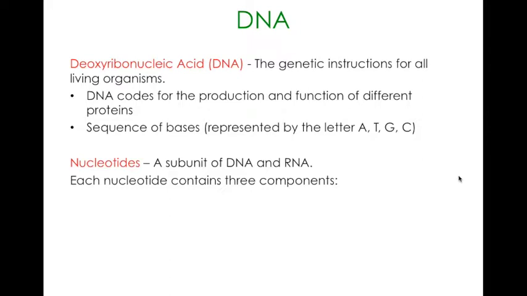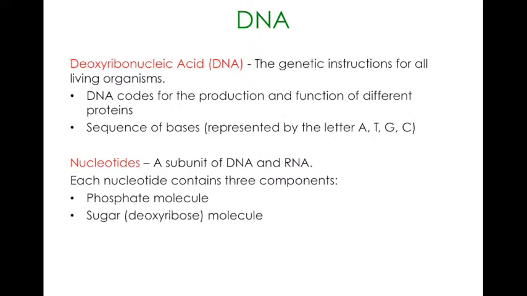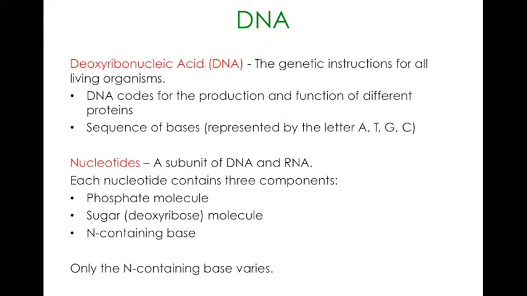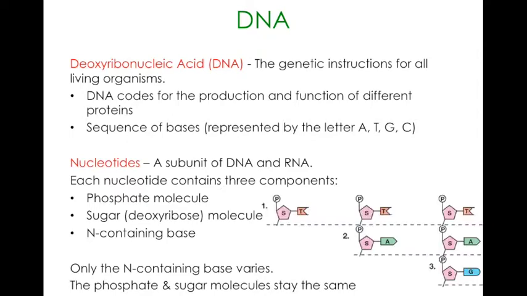The nucleotide has three main components, and they're really important because the structure of DNA also tells us its function. It contains a phosphate molecule, a sugar molecule called deoxyribose, and a nitrogen-containing base. The only molecule that varies between each nucleotide is that nitrogen-containing base. The phosphate and the sugar molecules stay the same.